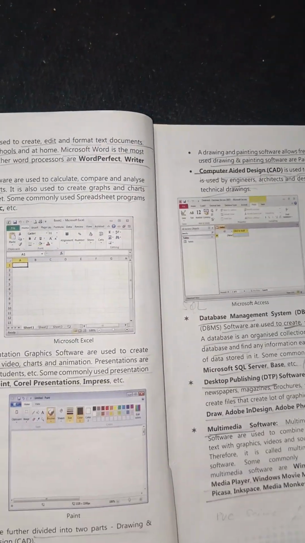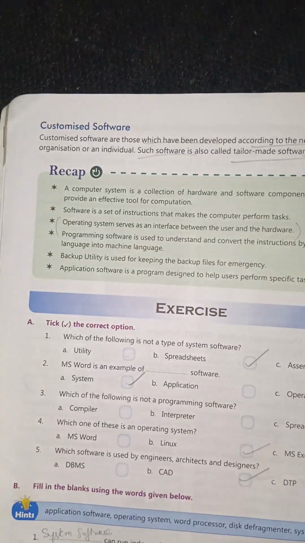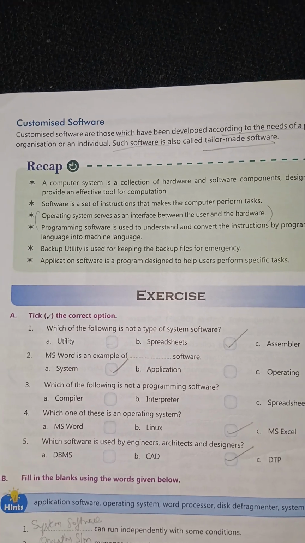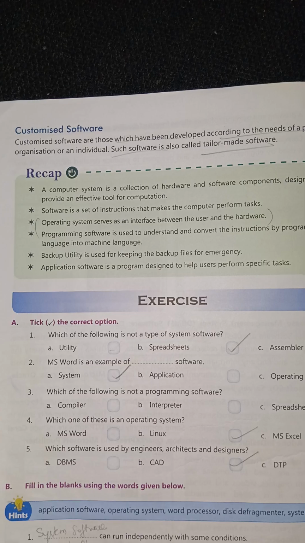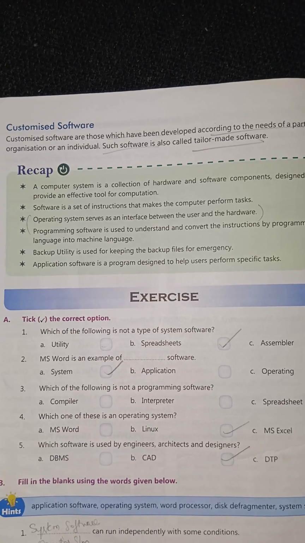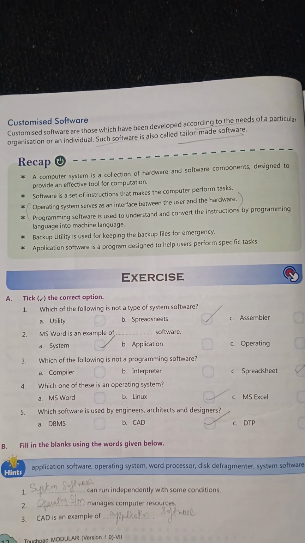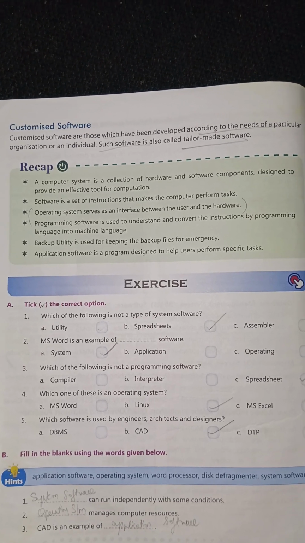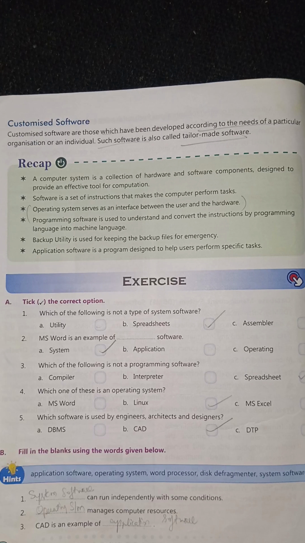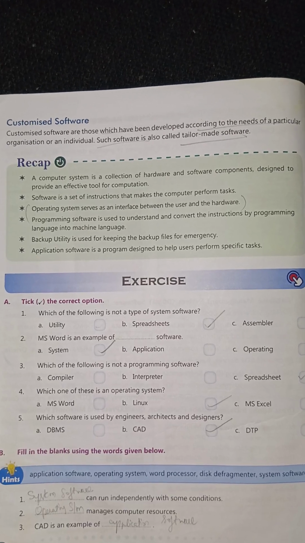Next, the last one is customized software. What exactly is customized software? Customized software is software developed according to the needs of a particular organization or an individual. Such software is also called tailor-made software.